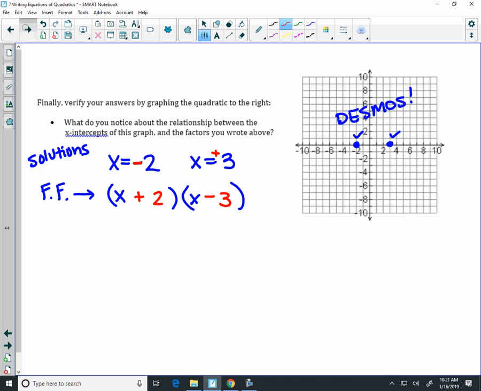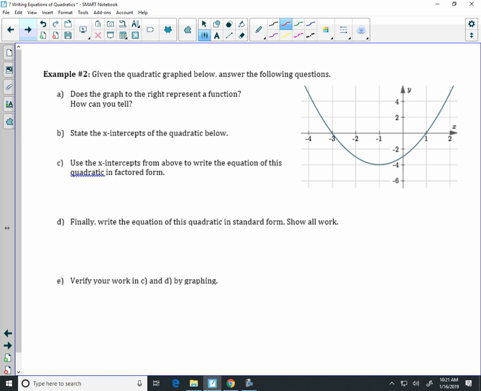All right, let's look at another scenario. Here we're given the graph. So first, is this graph a function? And since it's a parabola, and we know parabolas are a function, we can say yes. It's a quadratic function. None of our x's are being used twice. State the x-intercepts. So we're crossing the x-axis at negative 3 and positive 1.